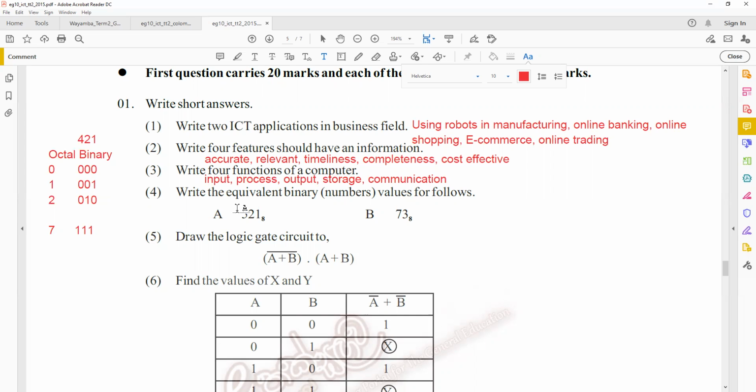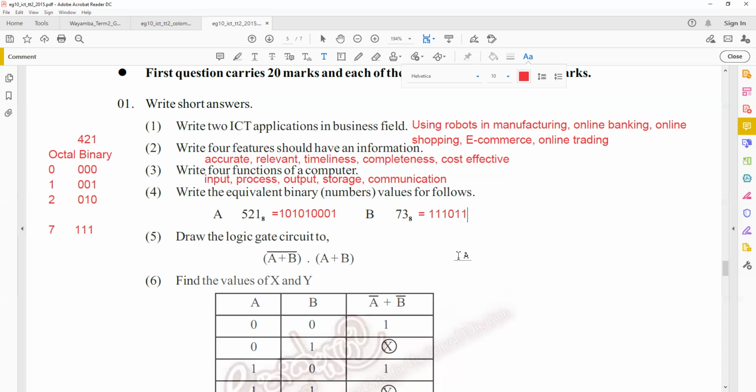Okay, I got the correct answers for A. The answer is 5 is 1, 0, 1. That's 4 and 1. 2 is 0, 1, 0. And 1 is 0, 0, 1. Okay, so likewise for B, we know it should be 1, 1, 1. That's 7. And 3 means 0, 1, 1.